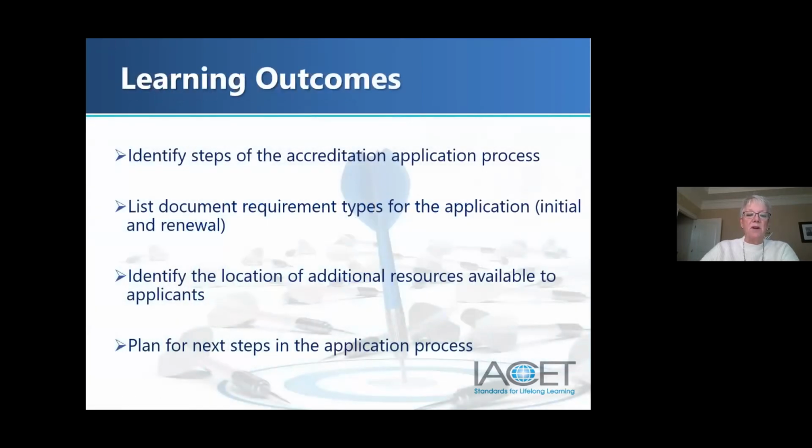By the end of this webinar, you will be able to identify steps of the application process, as we will walk you through all the steps involved in accreditation. List document requirement types for the initial and renewal application. We'll give you a description and a couple of examples of each type of document. Identify the location of additional resources available to applicants, and we'll show you where you can find more information on the IACET website. Plan for next steps in the application process. We encourage you to take a moment at the end of this webinar to jot down next steps for you and your organization.